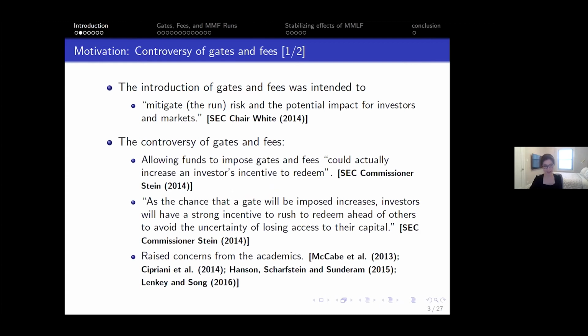However, the introduction of gates and fees was controversial to begin with. One of the SEC commissioners said that allowing funds to impose gates and fees could actually increase an investor's incentive to redeem. And the logic goes as follows. As the chance that a gate will be imposed increases, investors will have a strong incentive to rush to redeem ahead of others to avoid the uncertainty of losing access to their capital. There were also tons of concerns from academics. Many people wrote papers about the potential unintended consequences of introducing gates and fees to money market funds. As a result, the regulation on gates and fees was passed with a very small margin by the SEC, with 2 out of 5 commissioners actually voting against it.